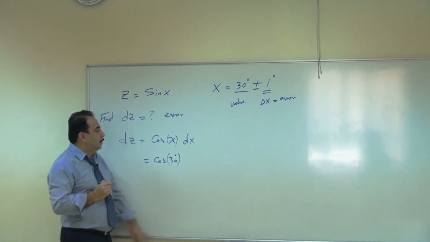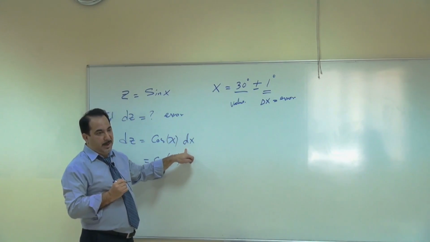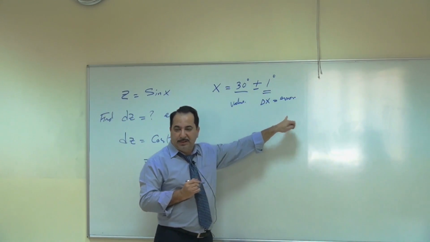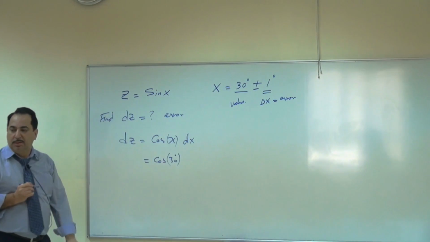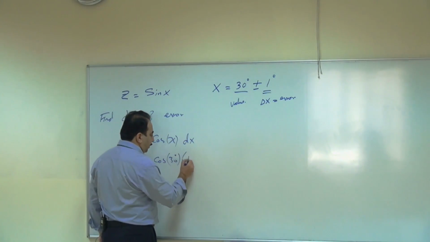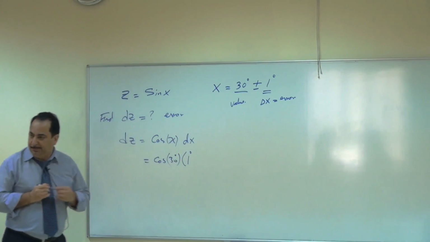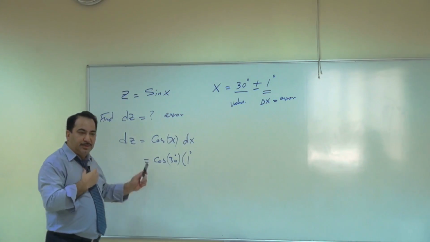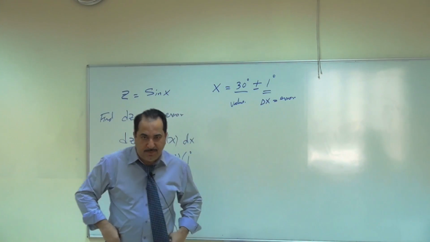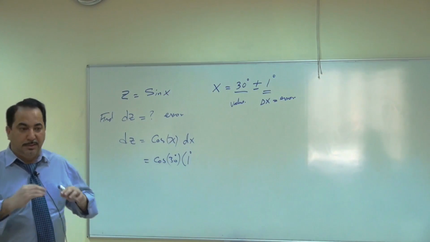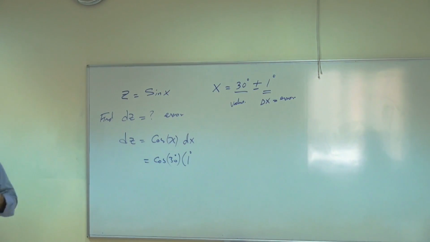Okay. What do I need now? dx, which is the error. Delta x. How much is the error? Okay. Here you have to be careful. 1 degree. What we did here, we used calculus, derivatives, especially sine, cosine.